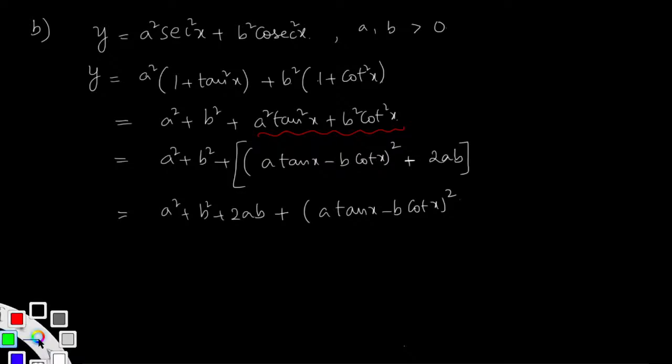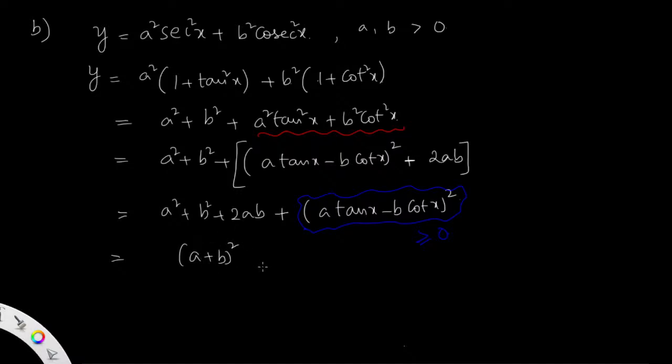Again, a whole square term always gives a value that cannot be negative, so the value is positive only. Then this expression is a square plus b square plus 2ab, nothing but a plus b whole square, which always gives a minimum value greater than or equal to 0. Suppose y equals 0, then y has to have the minimum as a plus b whole square. Therefore y belongs to the range a plus b whole square comma infinity. So the minimum value is a plus b whole square.